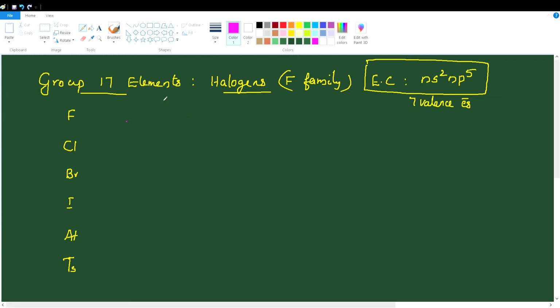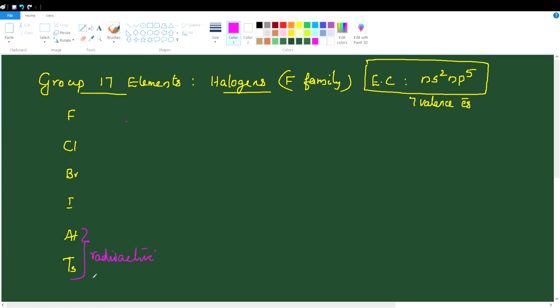Group 17 elements, halogens, fluorine family. The general electronic configuration is ns2 np5. There are 7 valence electrons. The members are fluorine, chlorine, bromine, iodine, astatine and tennessine. Here astatine and tennessine are radioactive.